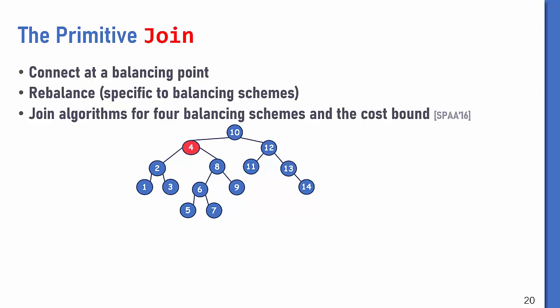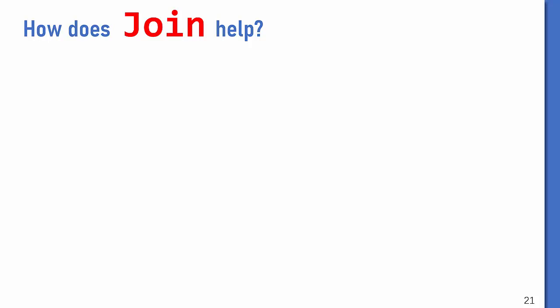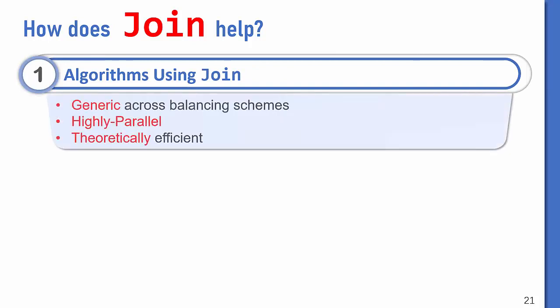Actually, as long as we have a correct join algorithm as a black box, we can solve the rest of the problems easily. So how does join help? By using join, we can design algorithms which are generic across balancing schemes. They're also highly parallel, and theoretically efficient. In this tutorial, I'll not cover much of the analysis, but focus more on the algorithm and implementation. All theoretical analysis is available in our previous papers if you are interested.